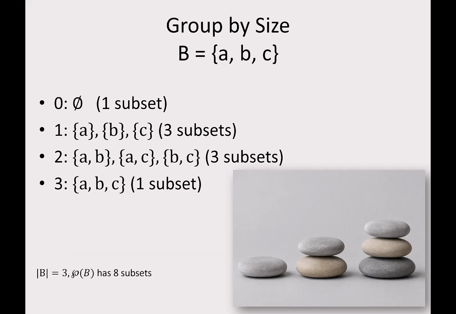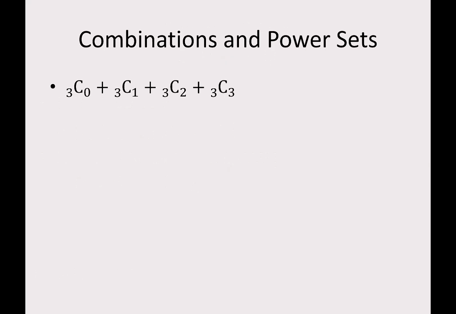Let's see how combinations are related to power sets. When we were looking at our set B with 3 items, we looked at how many ways could we choose 0 items, 1 item, 2 items, or all 3 items. And we found that the combination of 3 choose 0 was 1, 3 choose 1 was 3, 3 choose 2 was 3, and then 3 choose 3 was 1. When we added those together, we got 8. But let's write 8 as 2 cubed. This shows us the connection between combinations and looking at a power of the number 2.